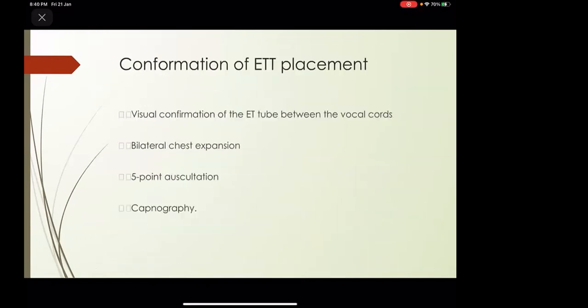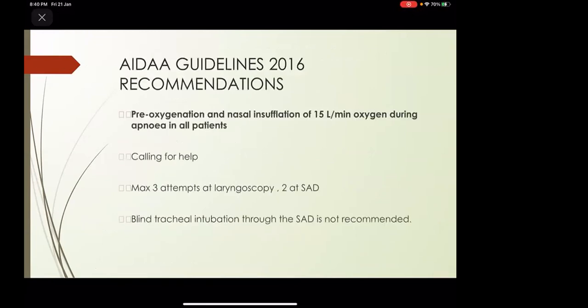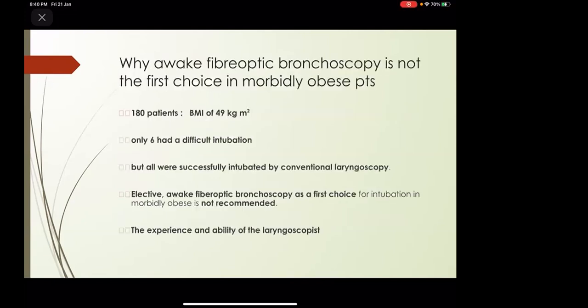So I'll confirm the ETT placement after a successful intubation by visual confirmation of the tube, bilateral chest expansion, 5-point auscultation, and capnography. Now, the guidelines emphasize nasal insufflation of 15 liters per minute oxygen during apnea in all patients. Calling for help should be done immediately after the first attempt fails. Maximum 3 attempts at laryngoscopy and 2 attempts at LMA insertion. Blind tracheal intubation through the LMA is not recommended.